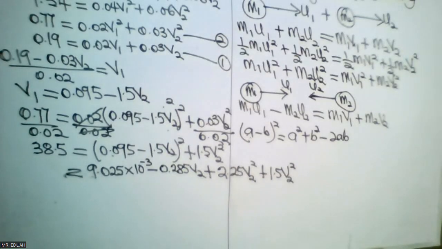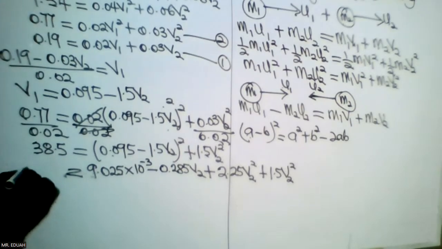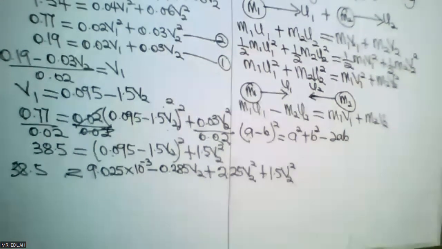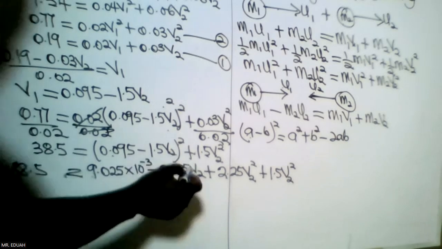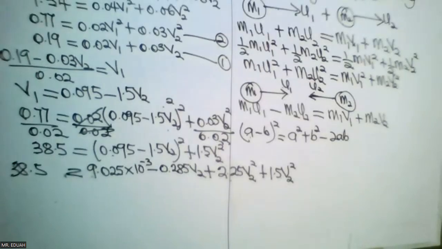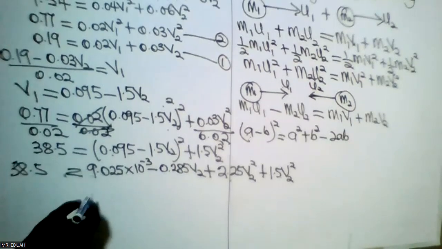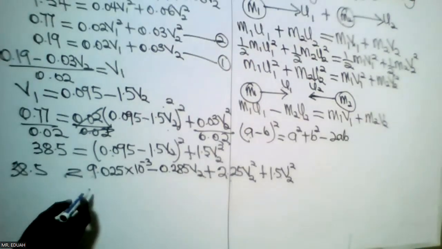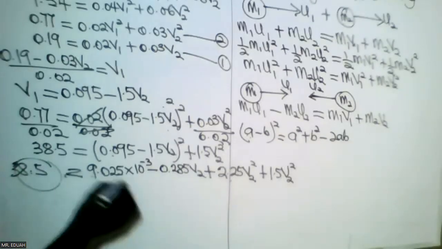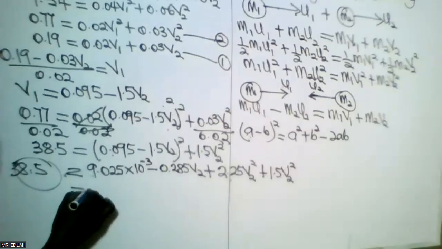Okay, so let's add the like terms. We can only add this and this. So 2.25 plus 1.5. Then, okay, this is positive. Then we will let this cross the equal sign.